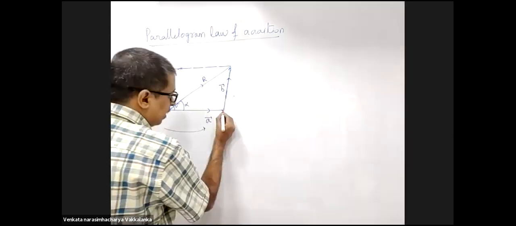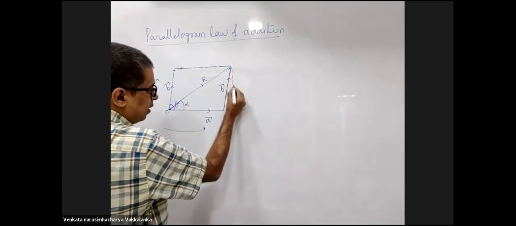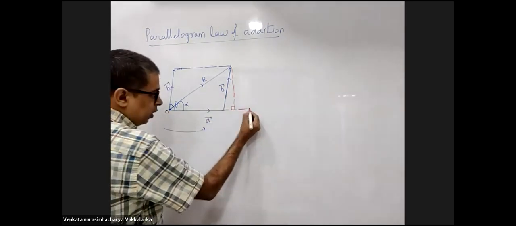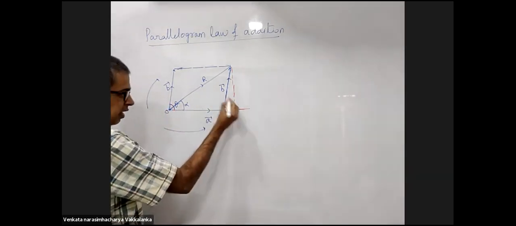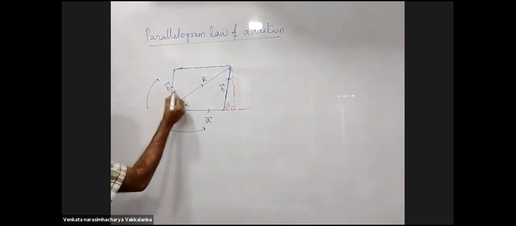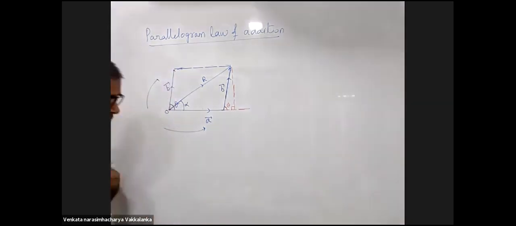We use Pythagoras theorem. Extend this, drop a perpendicular onto that line. If this angle is theta, will this angle be theta? Because these two lines are parallel. So if this angle is theta, this angle is theta. Yes or no? Yes, sir.